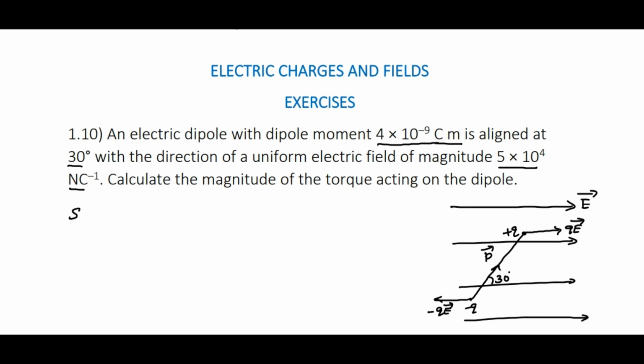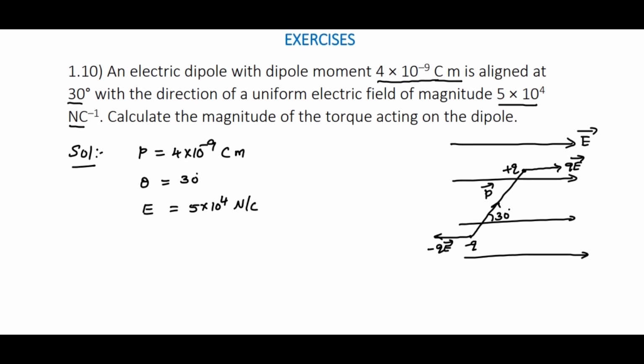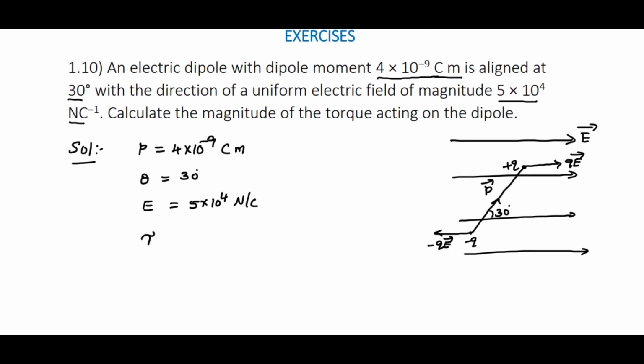So what is the value of torque? Here they asked the magnitude of the torque. Given dipole moment is equal to 4 into 10 power minus 9 coulomb meter, and theta, the angle between electric field and dipole moment, is 30 degrees, and the magnitude of electric field is 5 into 10 power 4 Newton per coulomb. This is the data given. We need to calculate torque.